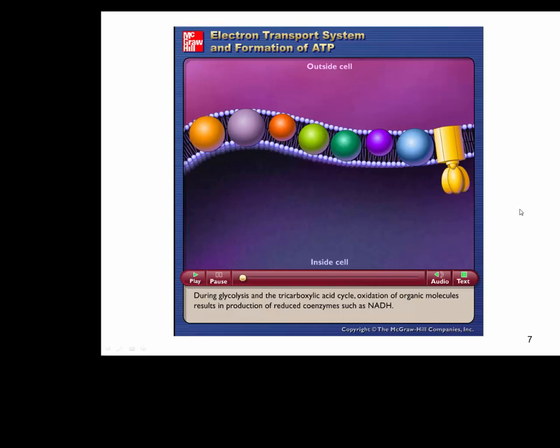During glycolysis and the tricarboxylic acid cycle, oxidation of organic molecules results in production of reduced coenzymes such as NADH.